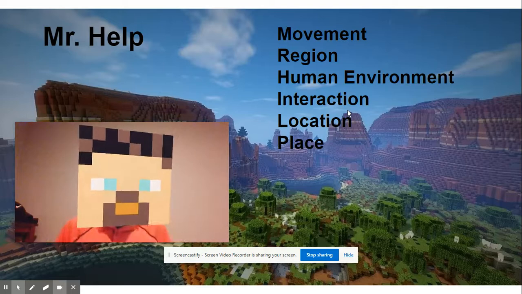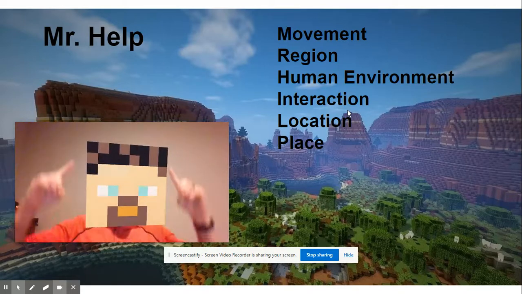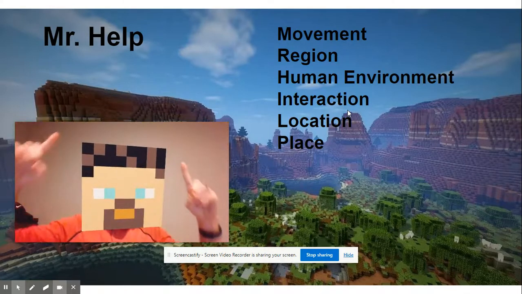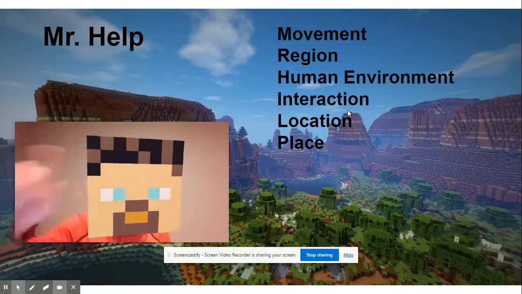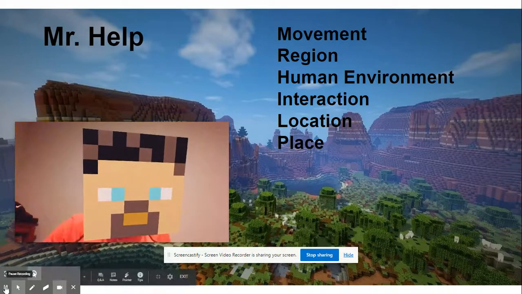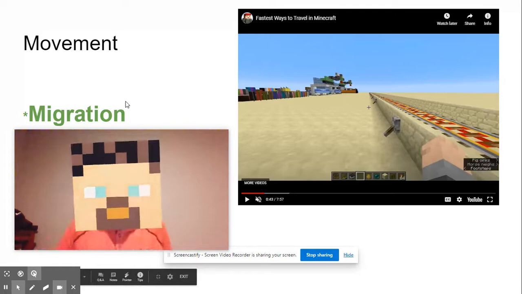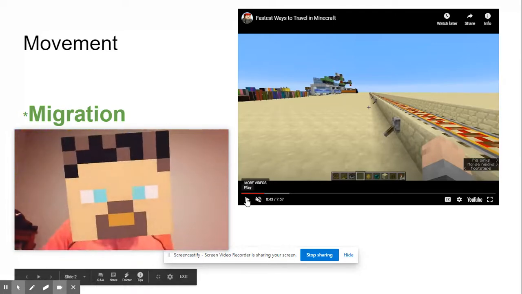So these are going to be the five themes of geography. And again, just remember Mr. Help up there. He will help you remember what those five are. So let's talk about movement, and of course, using Minecraft.